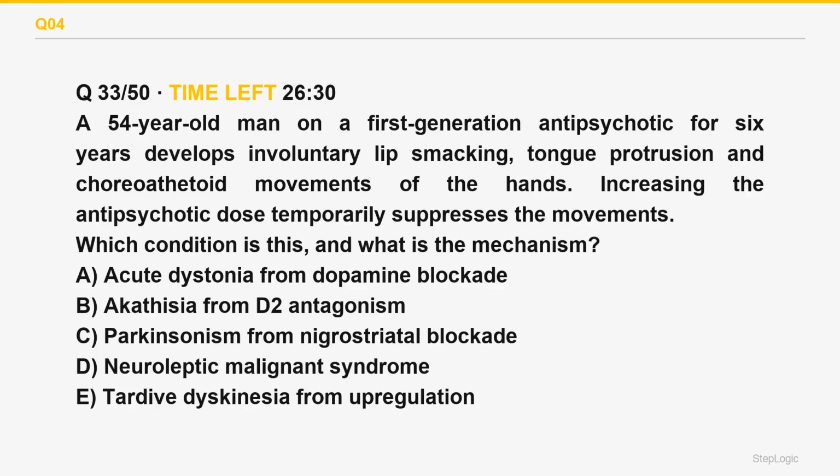Which condition is this, and what is the mechanism? A 54-year-old man on a first-generation antipsychotic for 6 years develops involuntary lip-smacking, tongue protrusion, and choreoathetoid movements of the hands. Increasing the antipsychotic dose temporarily suppresses the movements.